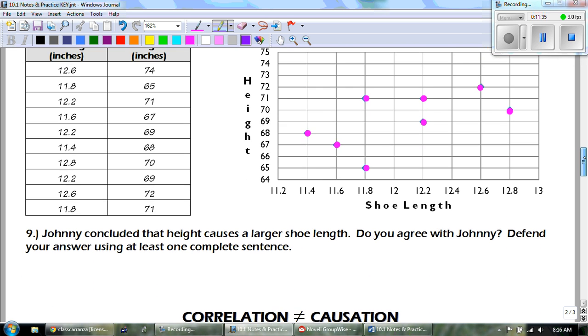So let's see what Johnny's saying. Johnny concluded that height causes a larger shoe length. Do you agree with Johnny? Defend your answer using at least one complete sentence. So what I would say here is, I don't believe that he's right. I'd say no. Okay. So now I have to defend it. So why do I say that? Well, there is a moderate correlation.